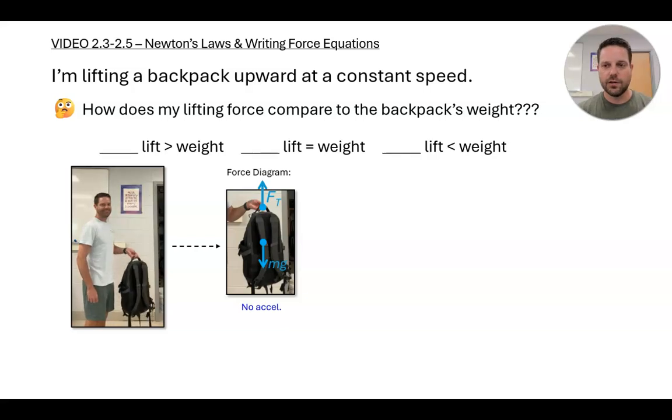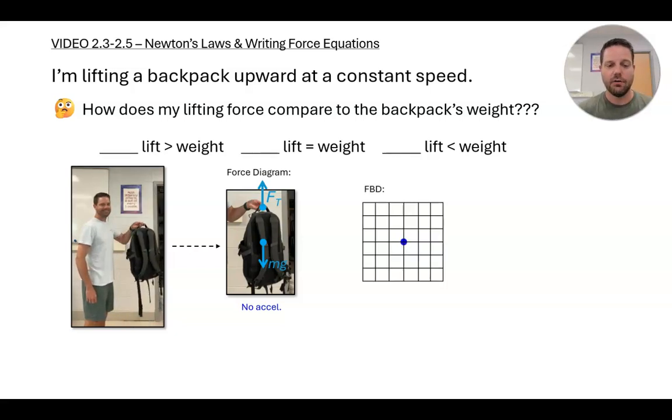So the no acceleration label that I often make ninth graders in honors physics do is really important, because that's going to tell us if those two arrows are balanced or if one's bigger than the other. In this case, no acceleration, I know, is going to then require balanced forces.